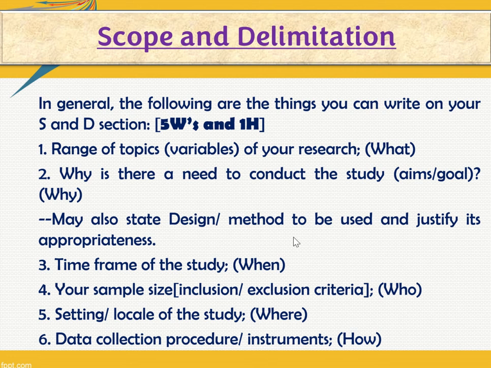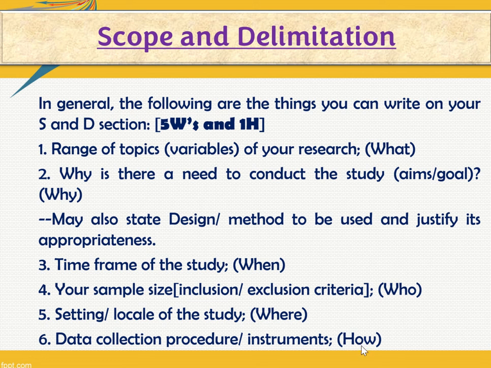You may also state the design or method to be used and then justify its appropriateness. Why that design or method is appropriate in your current study. So that is the second W. Third W, the time frame of the study, which is when. Fourth W is who, meaning you include your sample size. If you have inclusion and exclusion criteria, you have to include that. And then five, the setting or the locale of the study. And that is the fifth W, that is where.